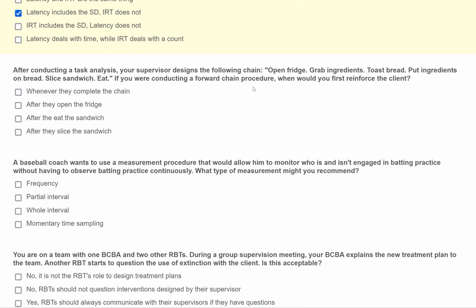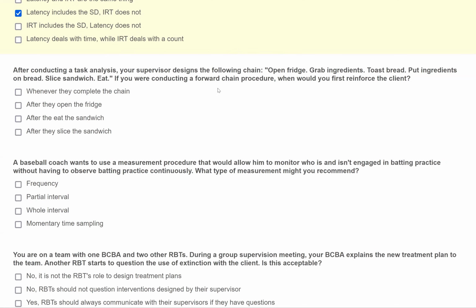So when the question asks if you are conducting a forward chain procedure, when would you first reinforce the client? Well, you know you're going to reinforce for the first step. All we need to do is go back to our chain, look at the first step, open fridge. That is our expectation for the client, that they can independently open the fridge. That's when we plan to reinforce. That's going to be our answer. Let's see if we can find it.